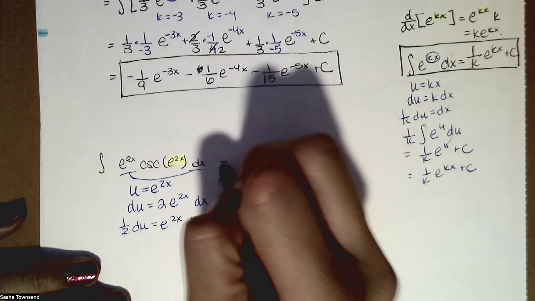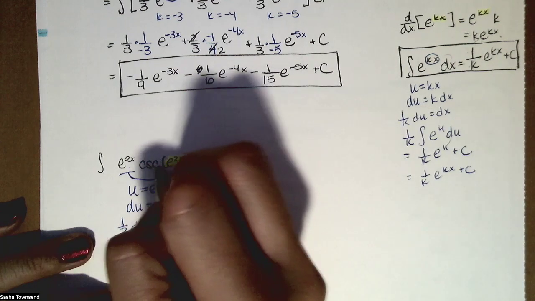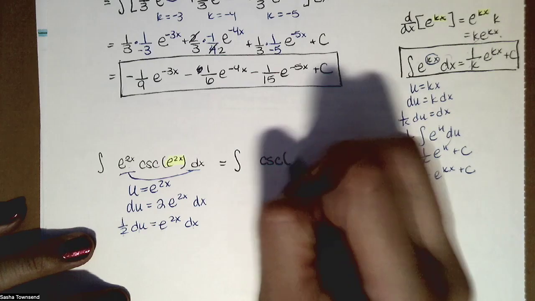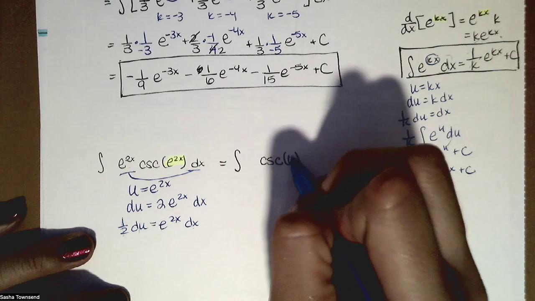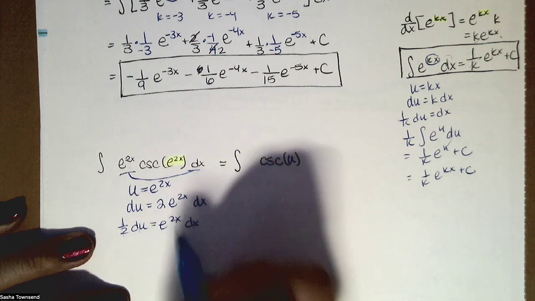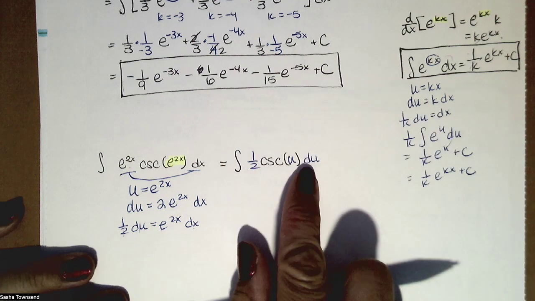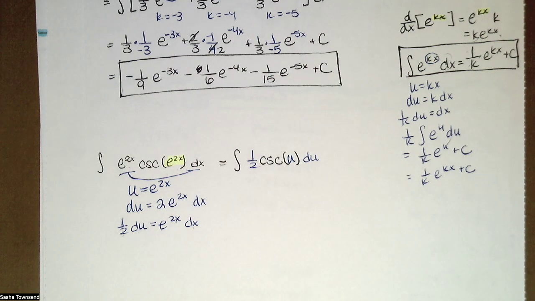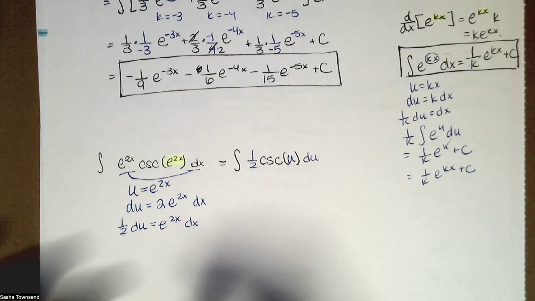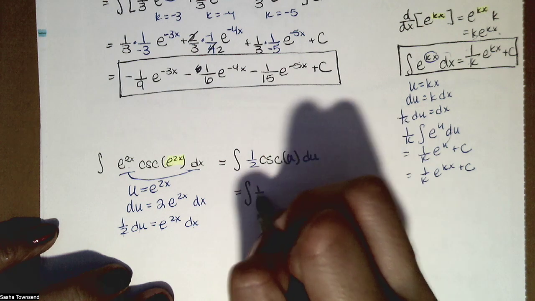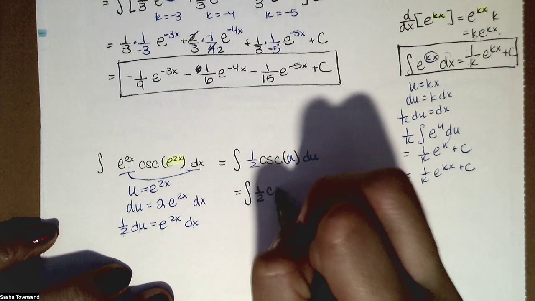Now let's write everything in terms of u. This piece is cosecant of u. Then the e to the 2x dx is 1/2 of du. You can say, do I have a rule for that? And the answer is yes, we do have a rule for it. It might not be one of those that we have committed to memory. So you can memorize that if you want to. I'm going to show you how we do this using u-substitution again.